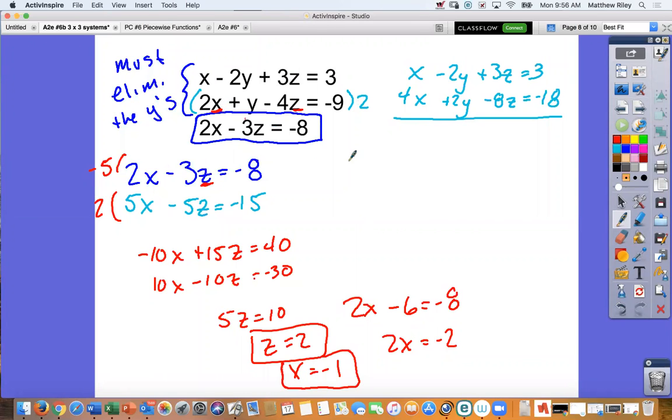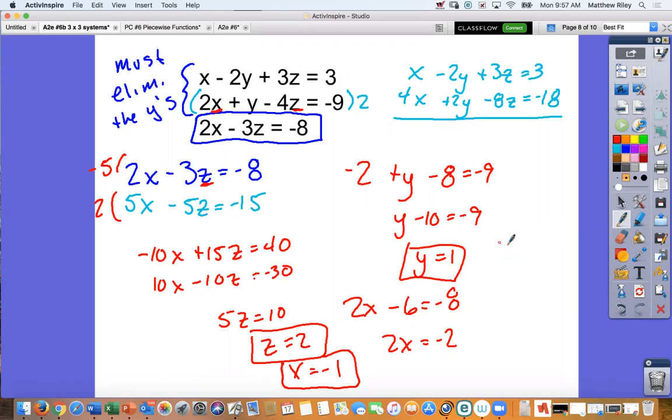So x is -1, z is 2, so -4 times 2. Add 10. And my entire answer is this, x, y, and z. There you go. Any questions?